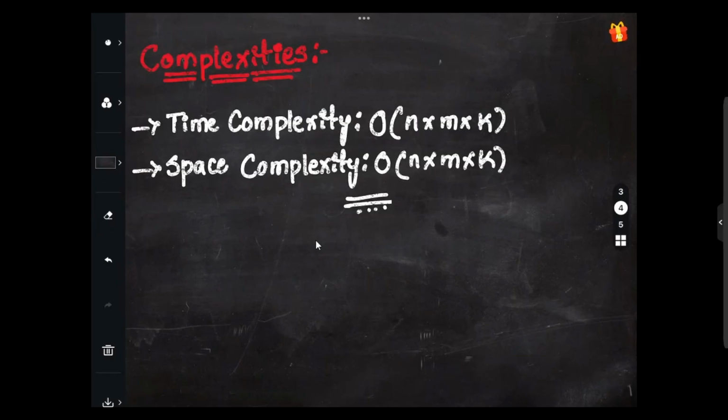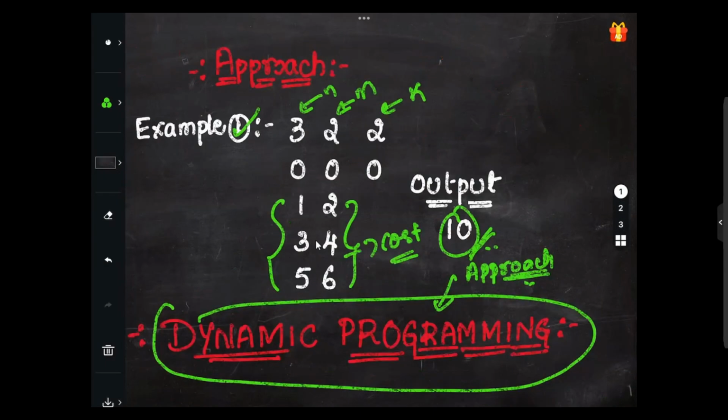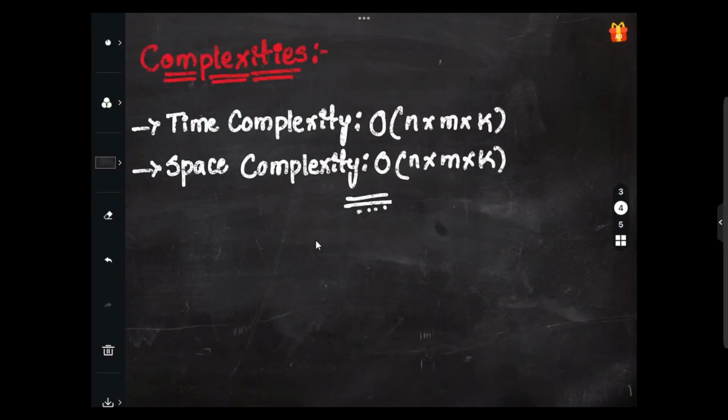Now, we are done with the approach part, right? The minimum that we got here is 10, which is equivalent to the output they have mentioned for example one within the question. So our approach works absolutely correctly in this case, right? As we are completely familiar with the approach, let's discuss the complexities part.